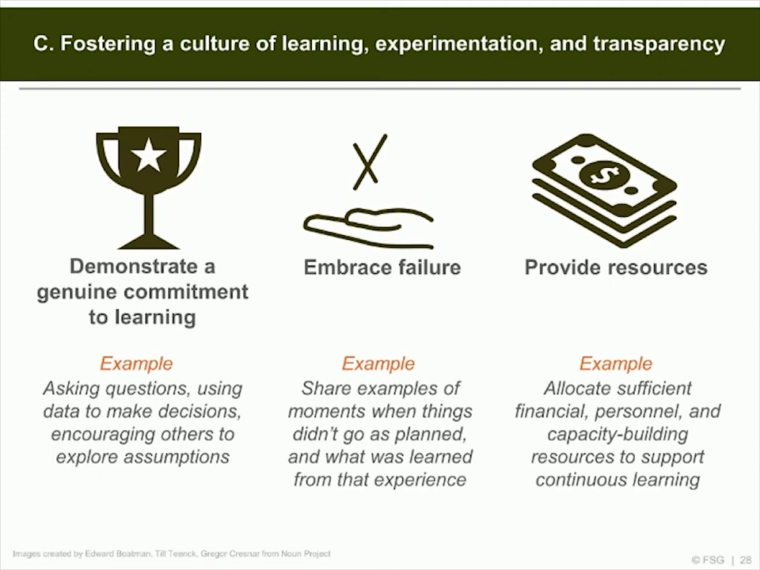And in line with that one is embracing failure. I think it's important for leadership to say, this didn't work, but this is what we learned, and this is how we're going to do it differently next time. And the third one is just around allocating the adequate resources to be able to do continuous learning. Because if you don't give it the right time and the right resources, it's just not going to happen.